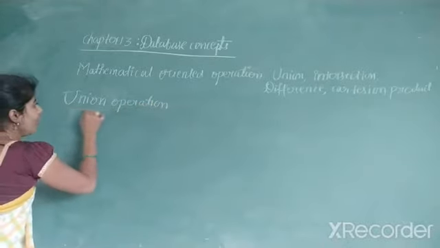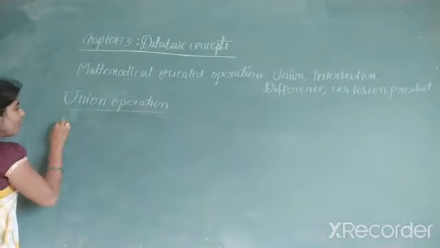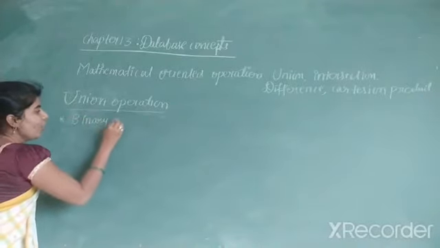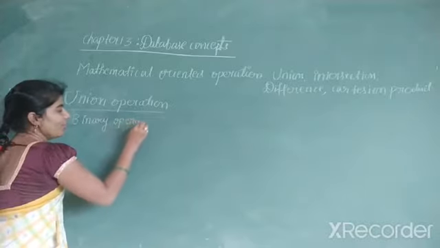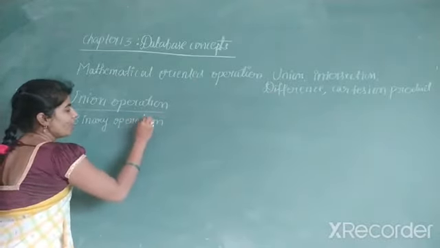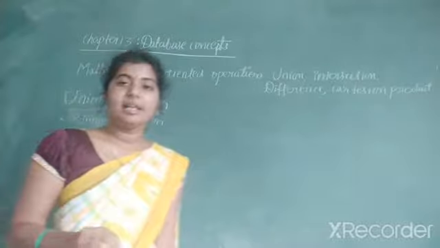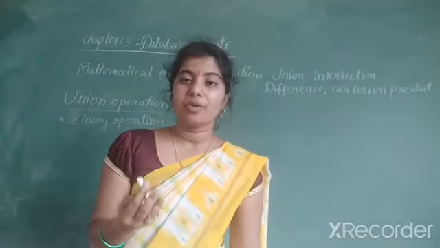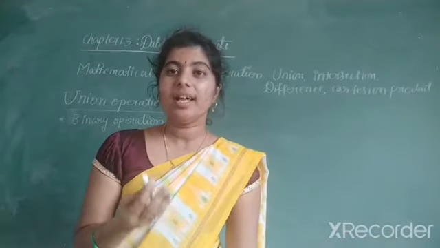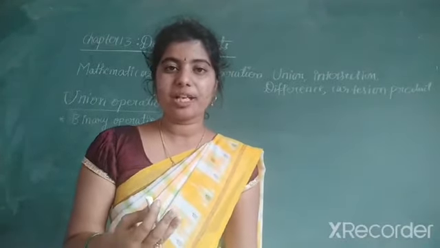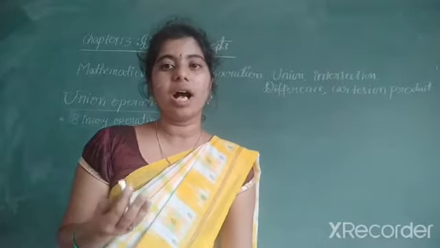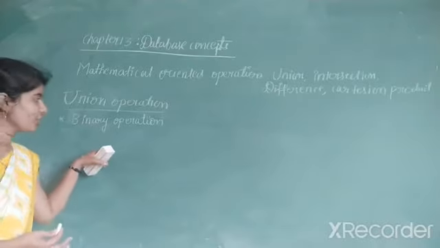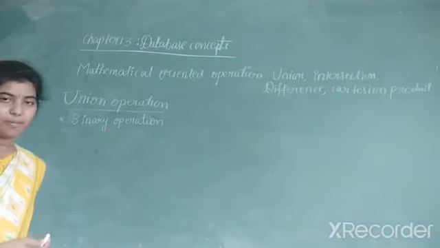Union operation is a binary operation, because it must be applied on two relations. Now, to perform a union operation, we compulsorily need two relations. Hence we say that union is a binary operation.